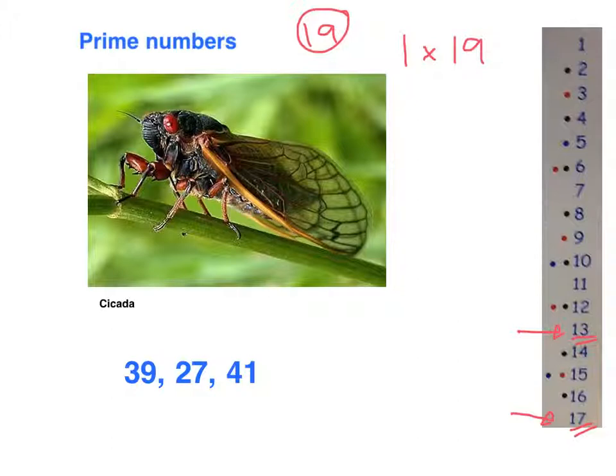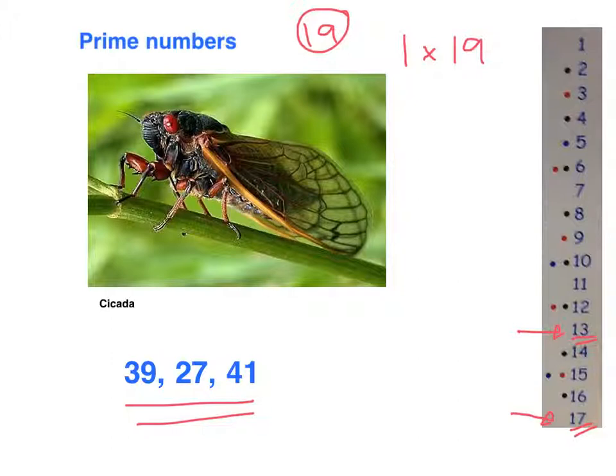Now, what I want you to do is have a look at those three numbers here and see if you can figure out which ones of them, if any, are prime numbers. Pause the video and have a go. Okay, let's have a look.